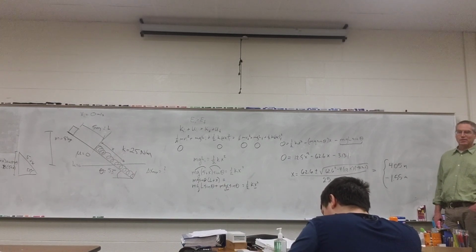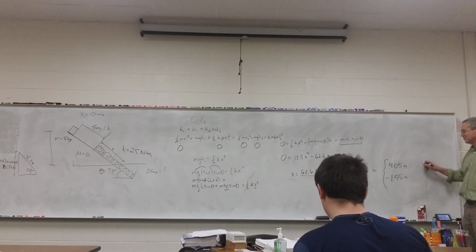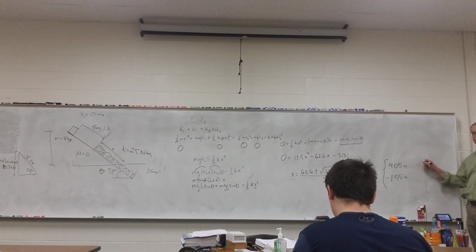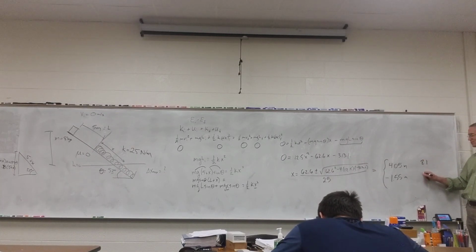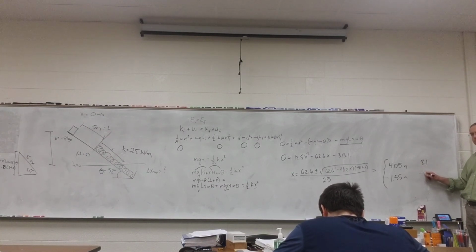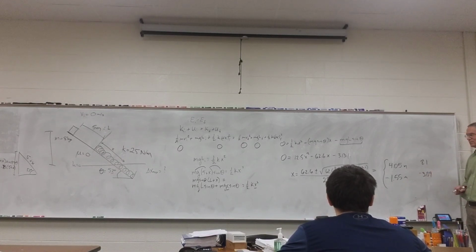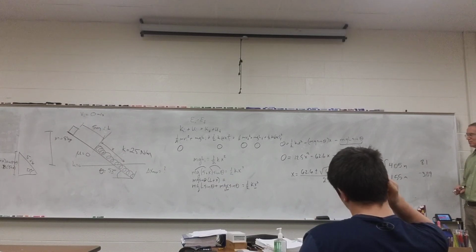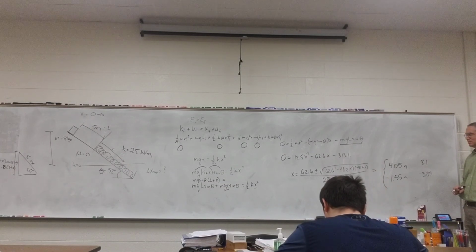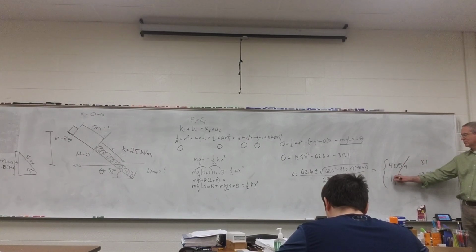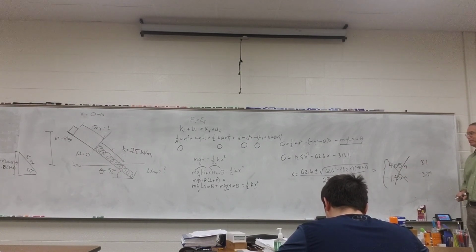That's not what I got. What you got? I got 8.1, and then I got negative 3.09. I did 2 times 25 instead. No, yeah, I did 2 times 25 instead of just 25. Oh, okay. Because I was thinking 2A. Which would explain why these answers are double what you had.